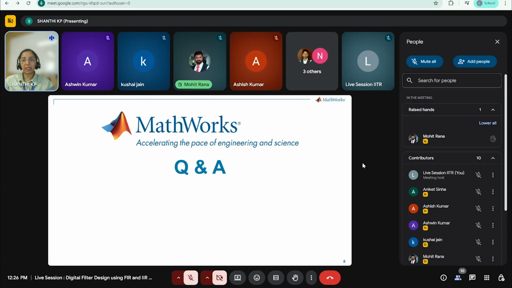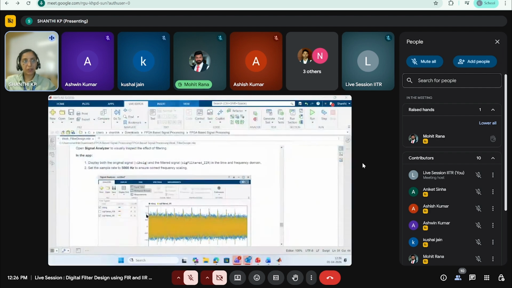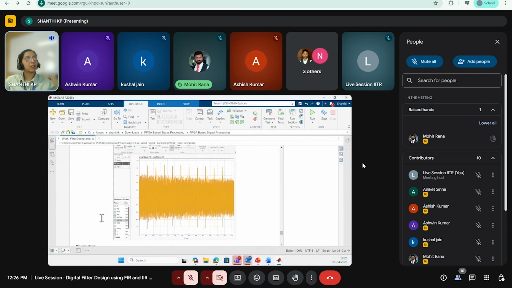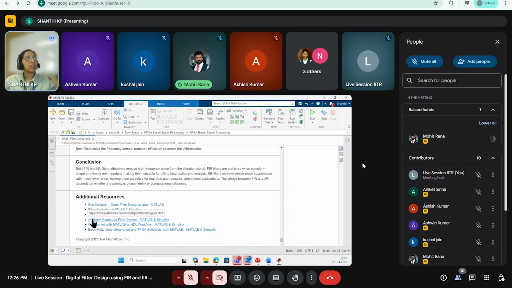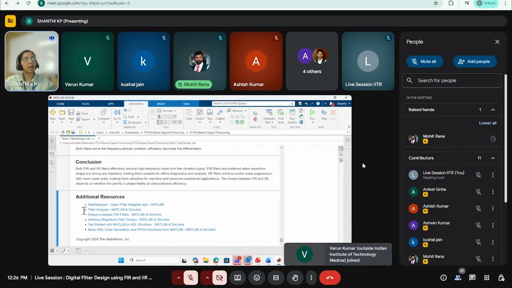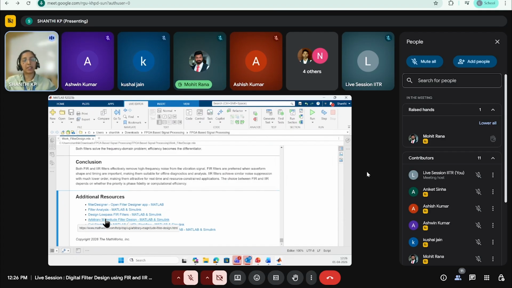I have given additional resources also in the live script. You can refer to those additional resources. The additional resources include details and a few more examples on designing different types of filters. For example, this arbitrary magnitude filter design, which is a very special type of filter. Some examples are given. You can see here using the link.